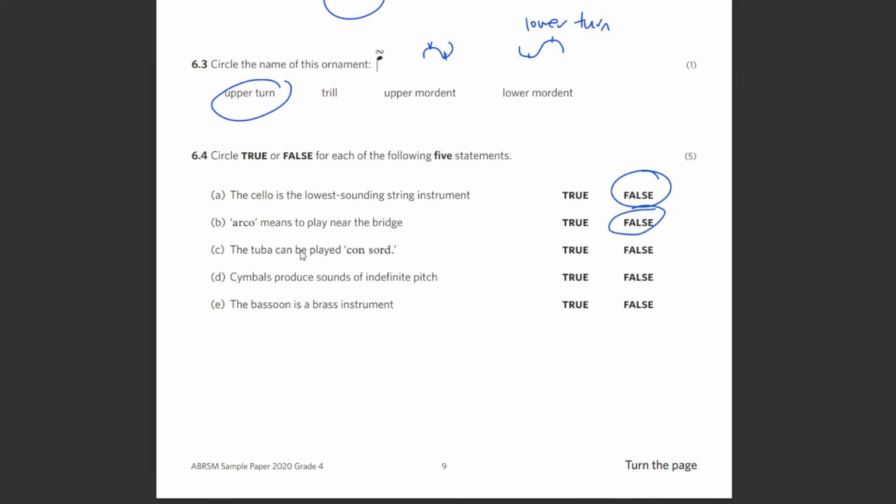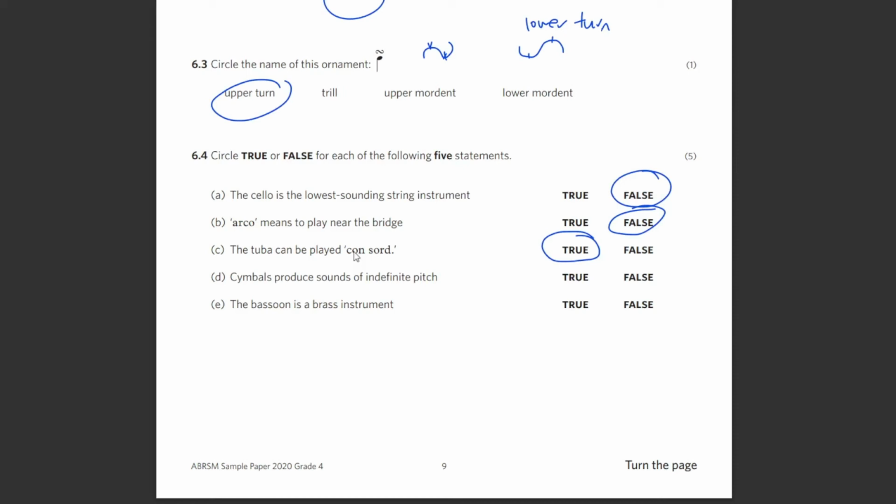Tuba can be played with con sord. So con sord means with mutes, which is true. Most of your brass instruments can be played with a mute, and your string instruments can also be played with a mute. For the brass instruments, to play with mutes, they put a mute inside the instrument so that you have a muted sound. But for the string instruments, they put a piece at the bridge to hold the strings.